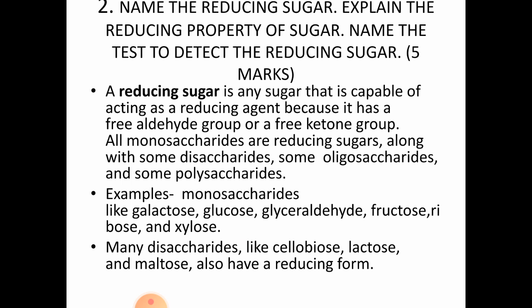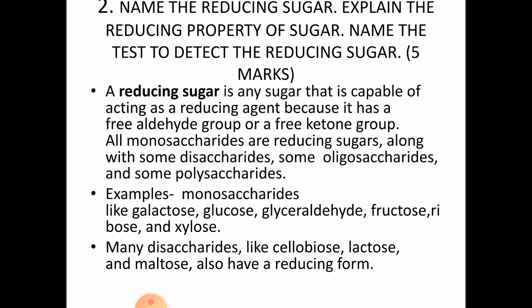Second question, that is also a 5-mark question. Name the reducing sugar, explain the reducing property of the sugar, name the test to detect the reducing sugar. This question already you have done the experiment, the Benedict's test, in your practicals. So name the reducing sugar. First you have to define what is a reducing sugar and give a few examples. Then what do you mean by the reducing property of the sugar? Next is about the Benedict's test, that is the test to detect the reducing sugar.